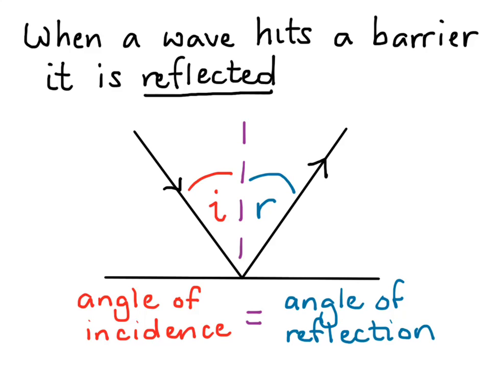The main issue to notice here is that the angles are between the rays and the normal, that's the perpendicular line to the surface, and not between the ray and the surface itself. So I equals R.